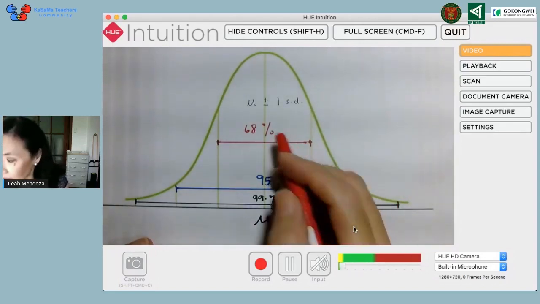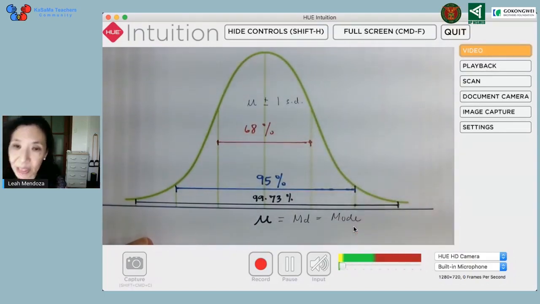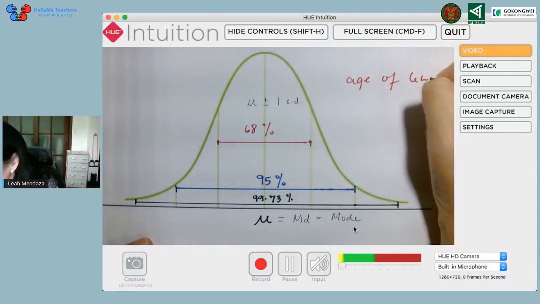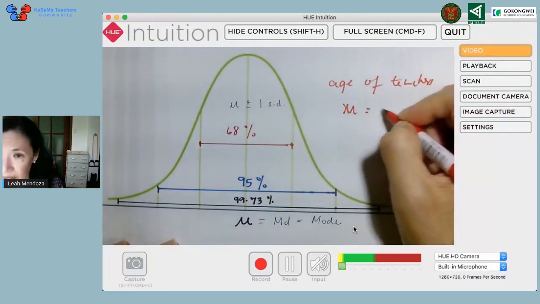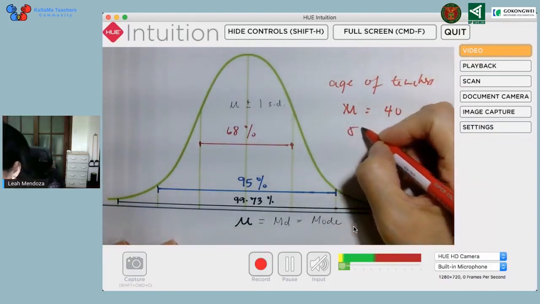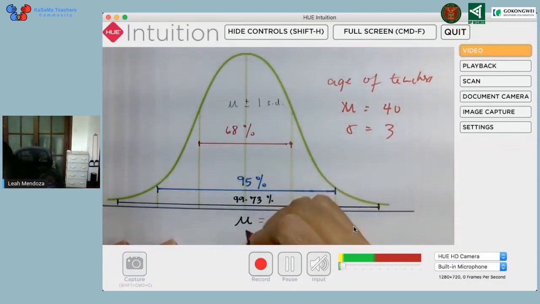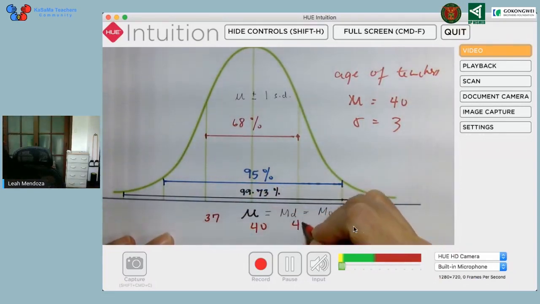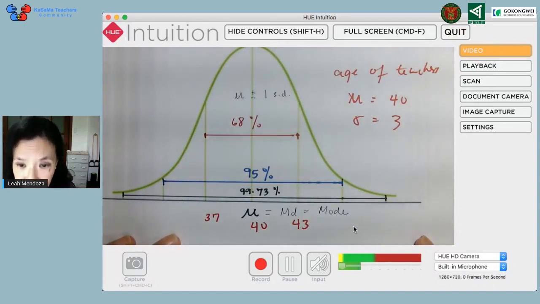Now, not only can you say that 68% lie, so that would be, okay, what is a good example? Let's say age of teachers, no? Let's say the average age of a teacher in your school is, let's say, 40, with a standard deviation of 3. Okay, so that's 40 here. Plus minus 1 standard deviation is 37 to 43. So you can say that 68% of your teachers have ages between 37 and 43.